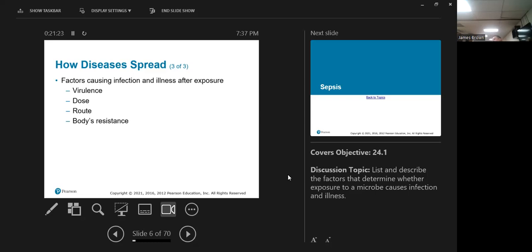Some people get sick very easily, some people almost never get sick, and then you have patients that are on chemo. It's going to be very easy for them to get sick.